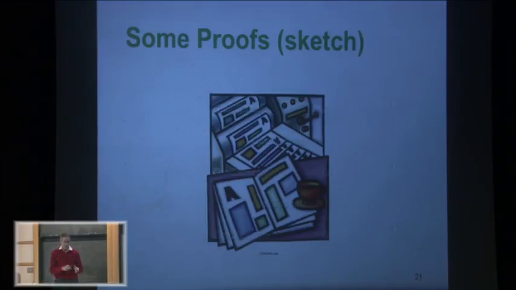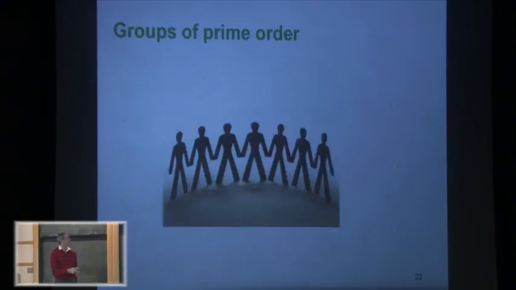And I want to say something about the probabilistic part. So one example of a probabilistic proof I think is interesting. And I'll not really show it fully, but I'll show enough of it, I think. And this has to do with groups of prime order.